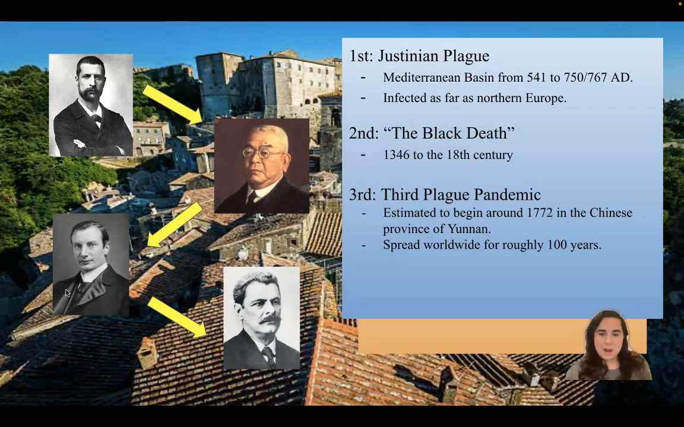The second and most commonly known case is the Black Death epidemic from the 1340s, all around but petering off around the 18th century. The third case, which is lesser known and doesn't have any fancy name, is called the third plague pandemic, which was the one that was previously mentioned with Alexandre Yersin and Dr. Kitasato.